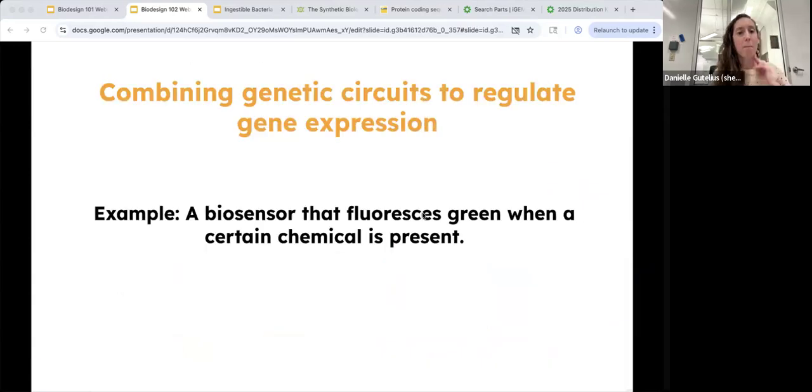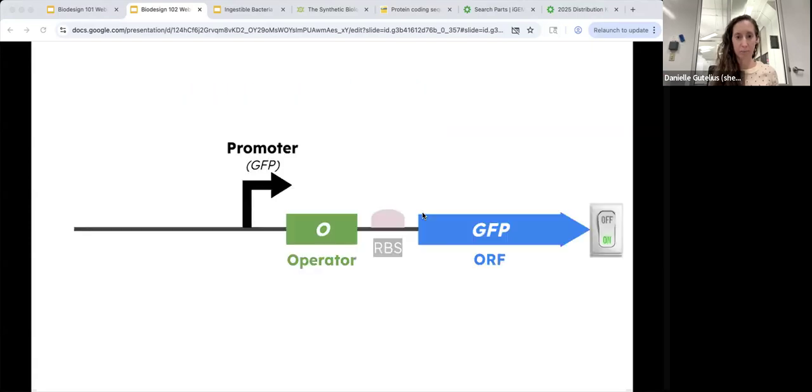Okay, now we're going to look at combining genetic circuits to regulate gene expression. We're going to use an example of a biosensor, kind of like the arsenic one, but more general: a biosensor that fluoresces green when a certain chemical is present. That's going to be our example.